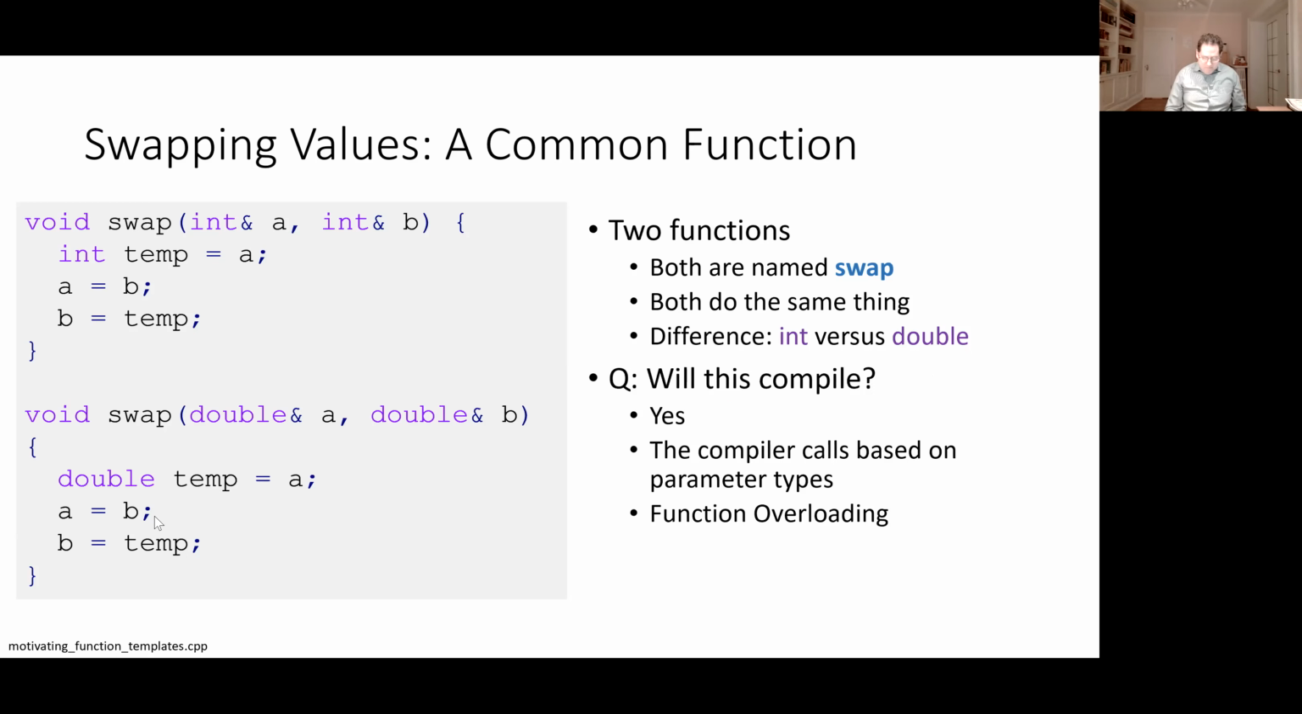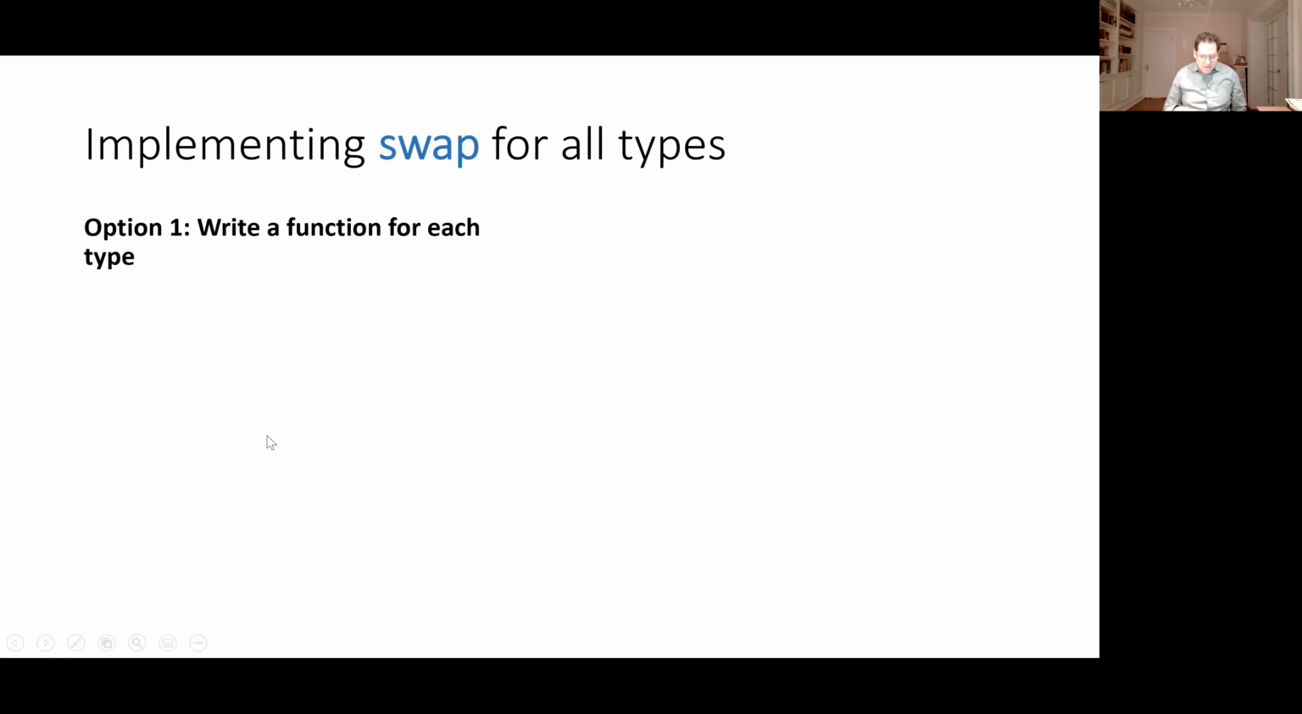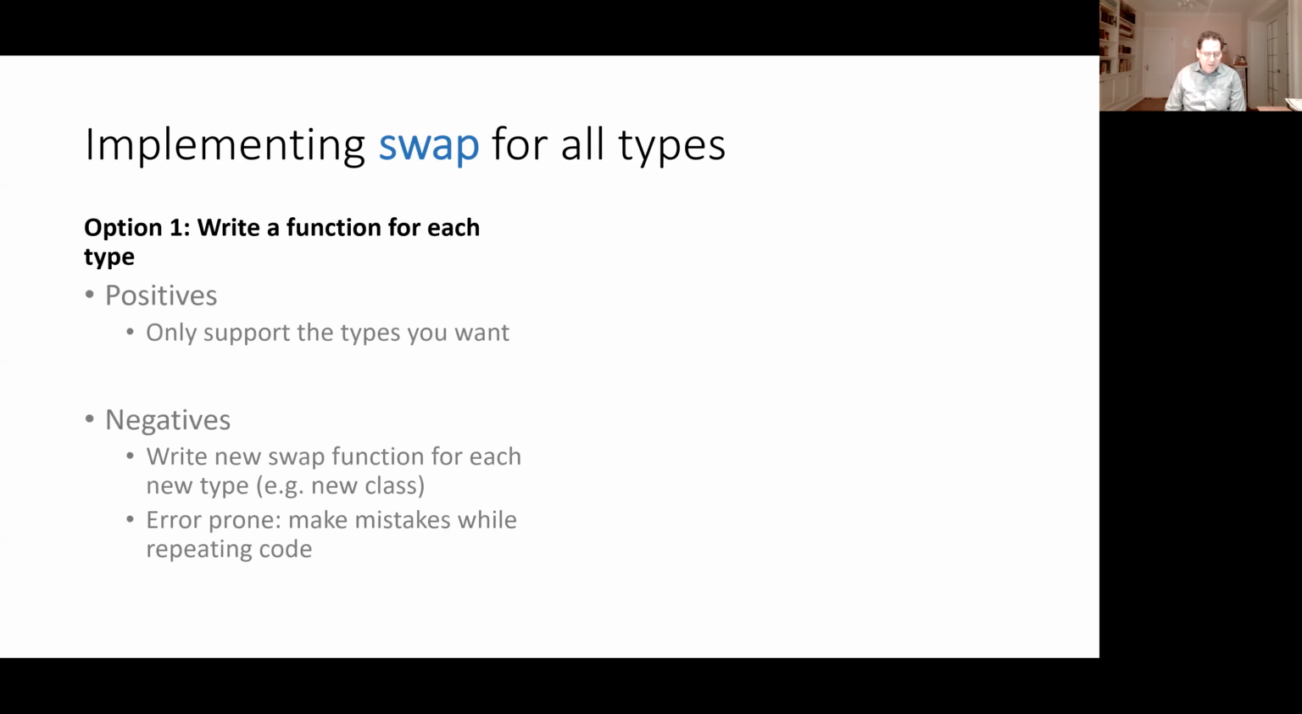Okay, so that all works. With what you know in C++ right now, if you wanted to write swap for a whole bunch of different types, so we can always count on using it, we're going to have to write a lot of code. We're going to have to write swap many times for different types. And there are some significant negatives of that.